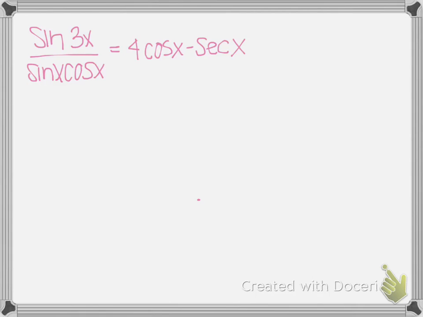So I can go, right? Sine 3x is equal to 2x plus x, right? Noah, do you understand? Do you, or do you want me to explain? Okay. So now we have sine 2x plus x over sine x cosine x.